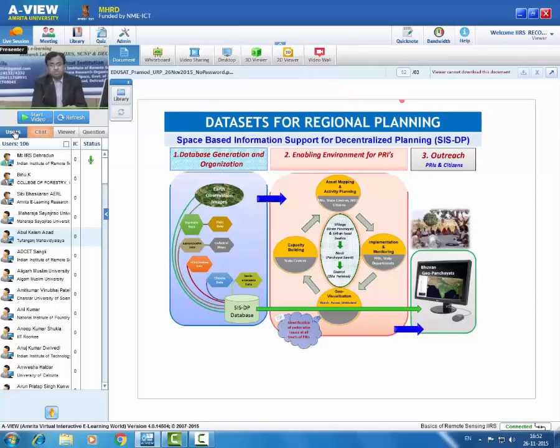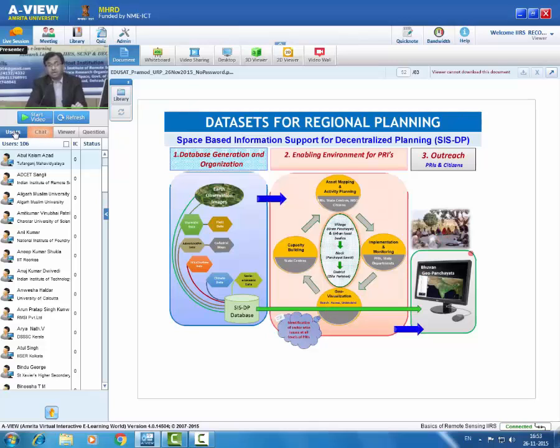Yes. Indian Space Research Organization has launched a program in coordination with the central government, and the program name is Space-Based Information Support for Decentralized Planning. This program is particularly aimed towards planning at panchayat level. But at the same time, this data can be used for regional planning. Primarily, this SIS-DP project has generated a seamless mosaic of 2.5 meter resolution satellite data for the entire country. We are also getting into assets mapping at 340 levels.